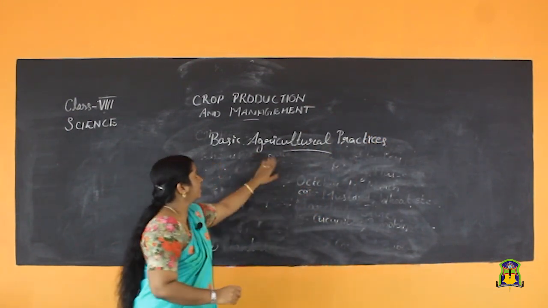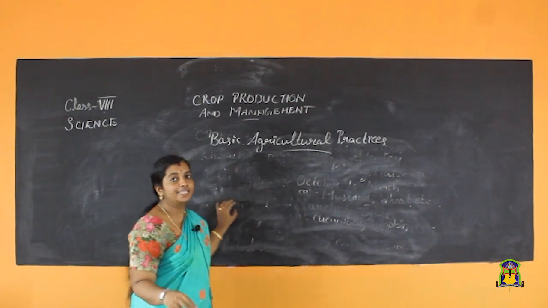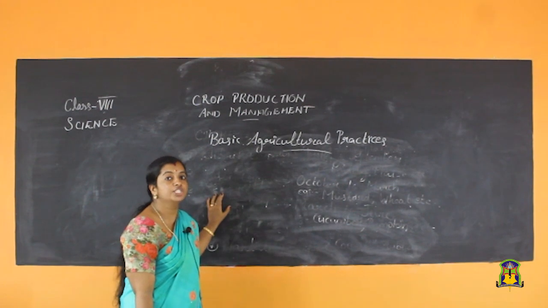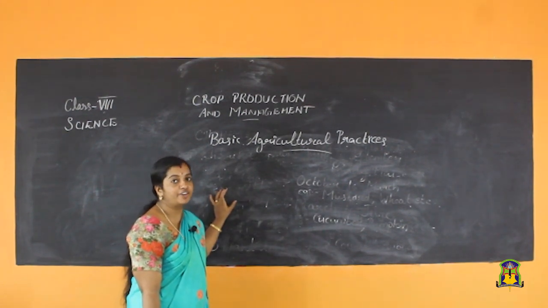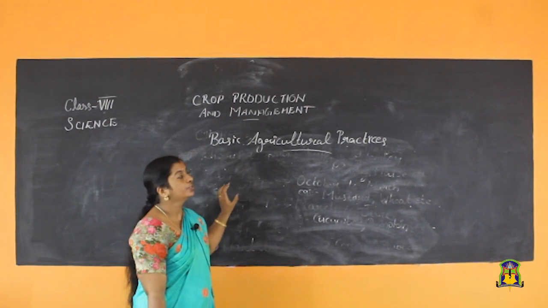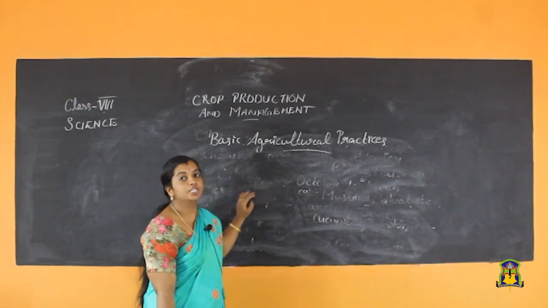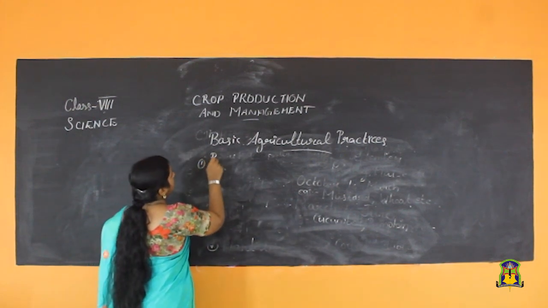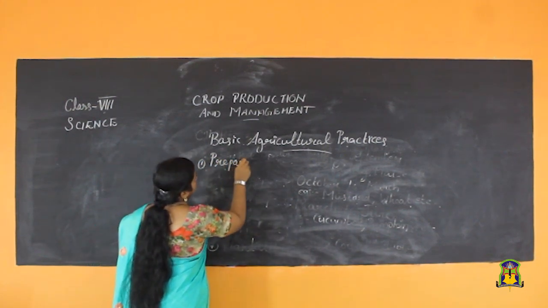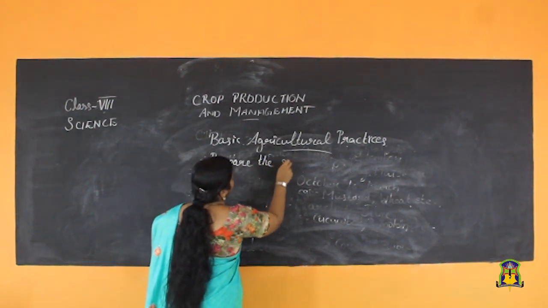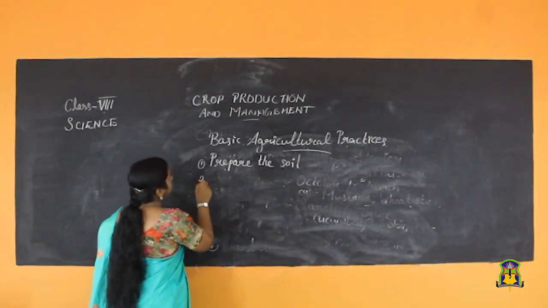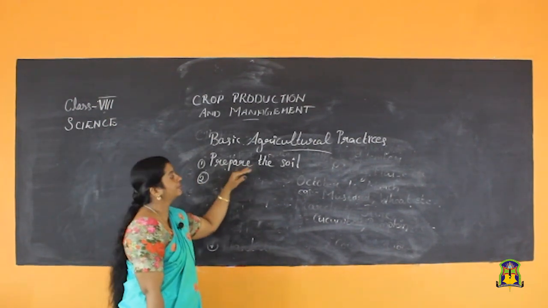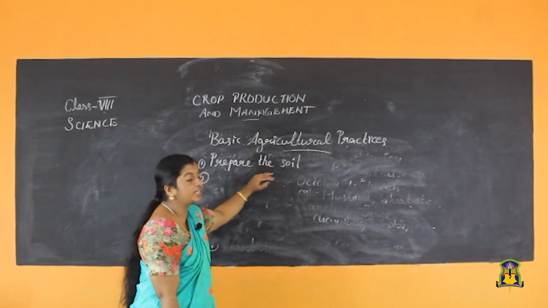What is the first thing we have to do? What will happen if we put the seed into a dry land? We have studied in lower classes that in order for a seed to germinate, it needs all essential factors or favorable conditions. So, if we put the seed into a dry land, it will not germinate, right? So, what we have to do first is prepare the soil. Preparation of the soil is the first step or basic step in agricultural practice or crop production.